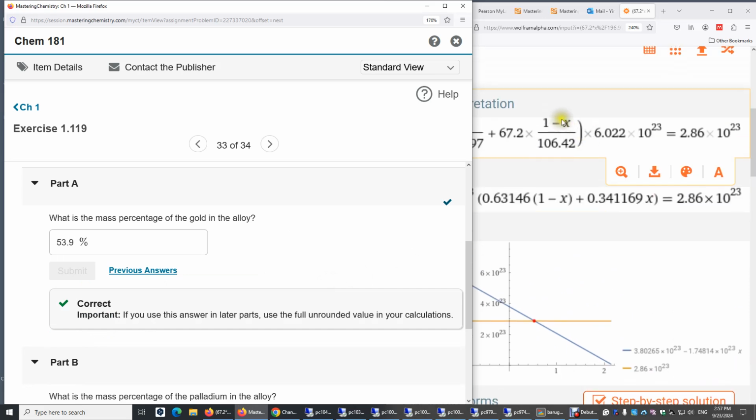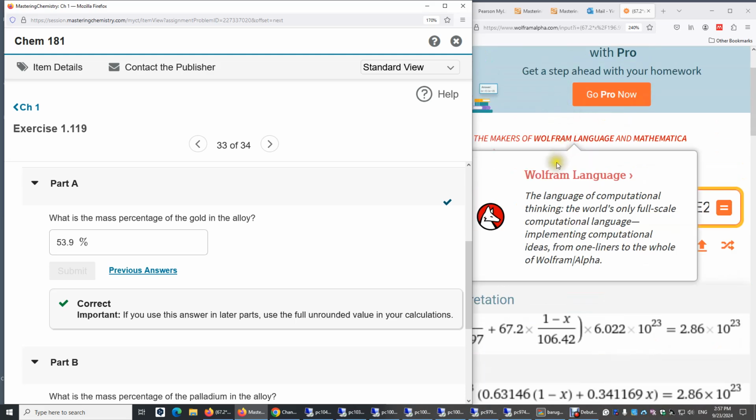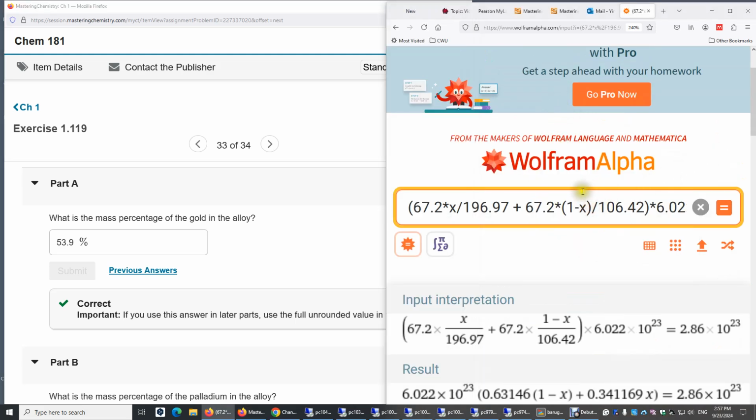What if you don't have access to Wolfram Alpha? You only have a calculator. Well, it is doable. It's just we need to break this equation into smaller, easier steps. So first step is this divided by this. Alright, so we're going to use this divided by this to get the total number of moles. So over here we're going to just do this.